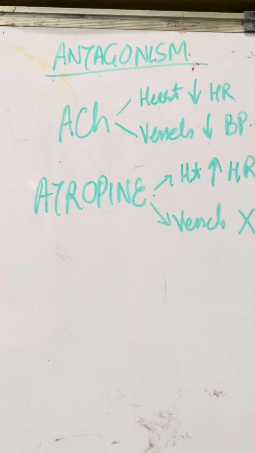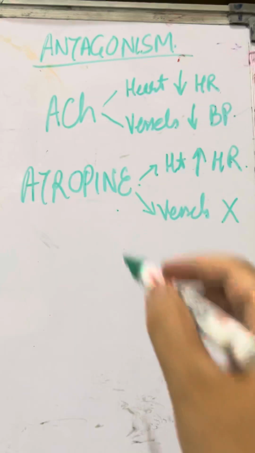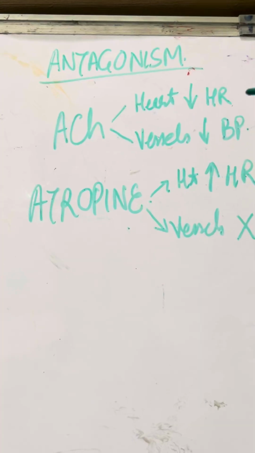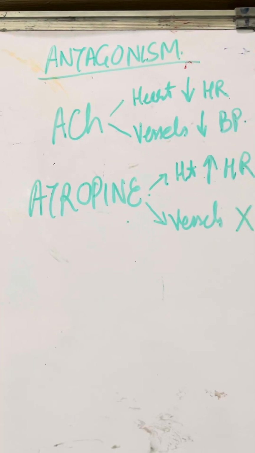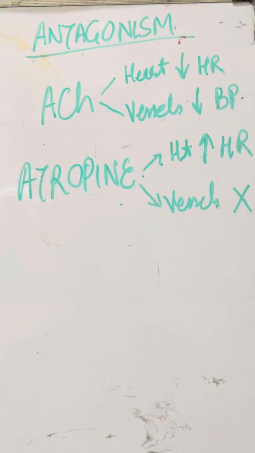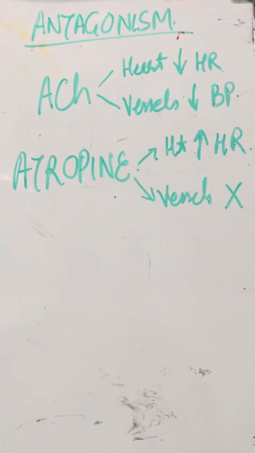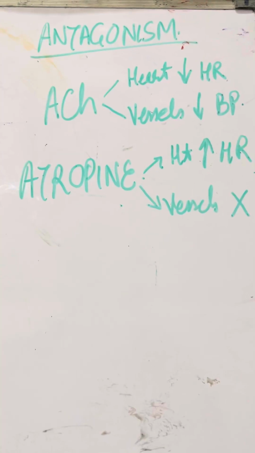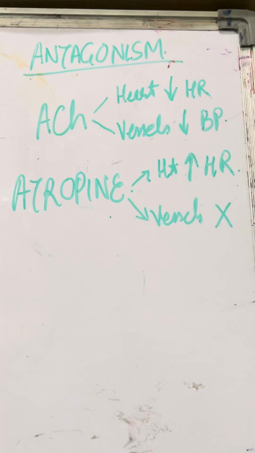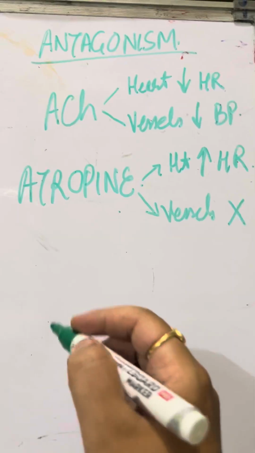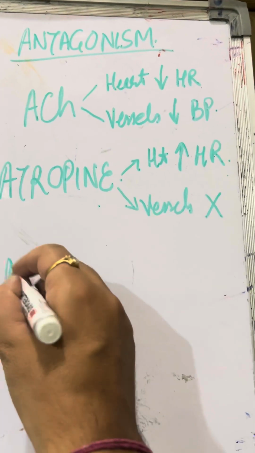Now, why no effect? Atropine is same, acetylcholine is same. If it is causing a change in the heart rate opposite to acetylcholine, why not here? So that defines antagonist for you. And for that, you need to understand what antagonist actually is. So antagonist, we define that it has got two things.